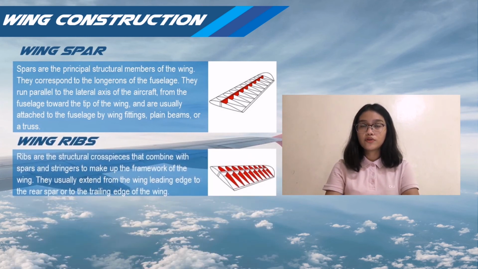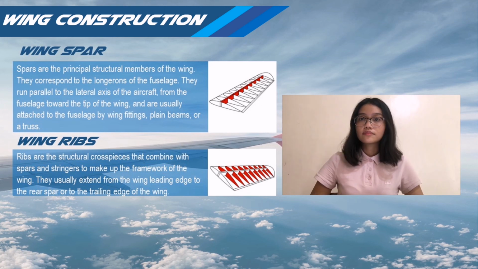The next one is the wing ribs. The wing ribs are the structural components that are used in making the framework of an aircraft wing. Mainly, they are placed on the leading edge and the trailing edge component. Ribs give shape to the wing and act as an intermediate component in transferring the loads to the spars and stringers as well as the overall loads on the aircraft structure.